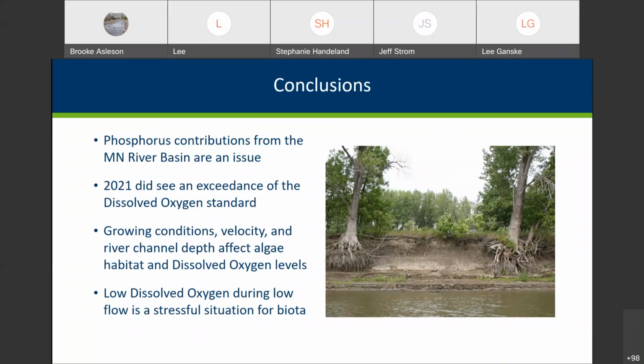In 2021, quite simply, one of the things we wanted to know is, did dissolved oxygen ever dip below that 5 milligrams per liter for any amount of time? And we did see that at those 4 lower SOND locations, as I showed in the graphic earlier. So yes, we did see exceedances. Just acknowledging that growing conditions, velocity, river channel depth, and habitat for algae are all affecting dissolved oxygen levels. So it's a complicated situation.